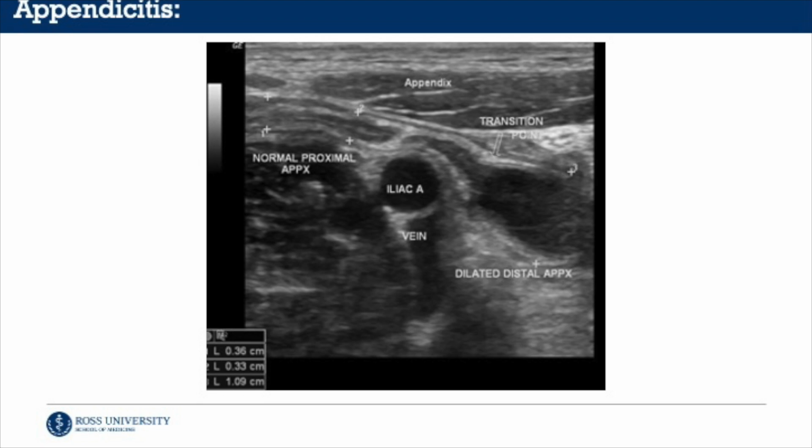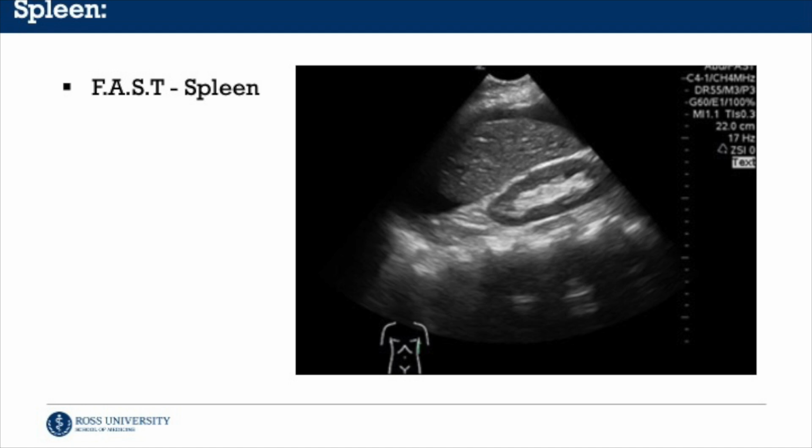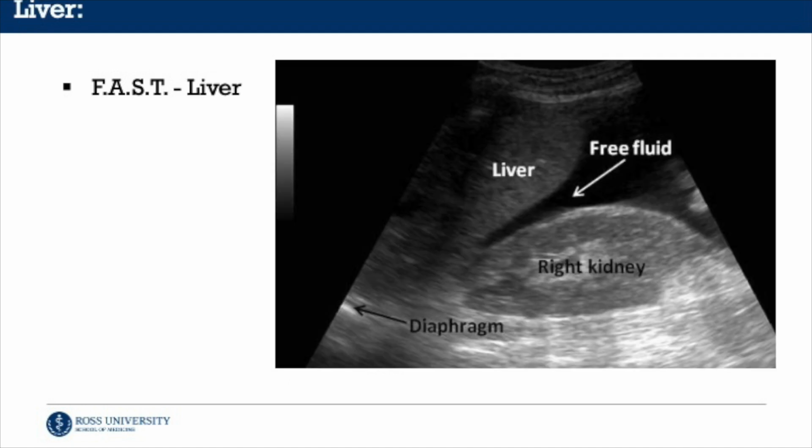And this is what it would look like pictured here on this slide. The focused assessment with sonography and trauma, also known as a FAST exam, is a rapid bedside procedure which can be used in the emergency room to look for internal bleeding in trauma patients. And here is a FAST image of a spleen, just to give you guys a better idea. And on the next slide, you'll see another FAST exam of a liver.